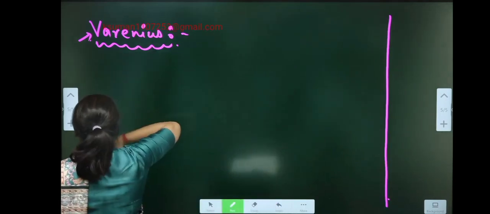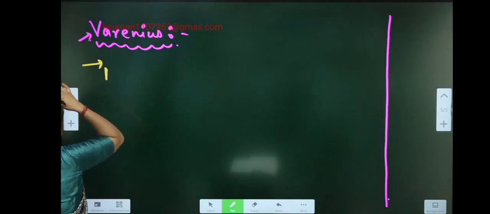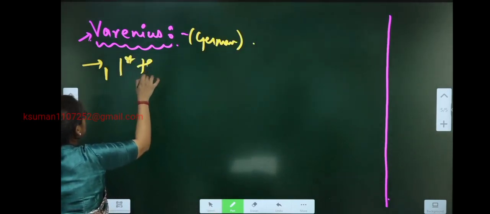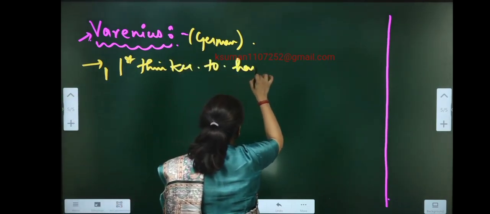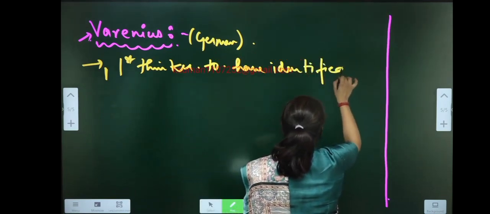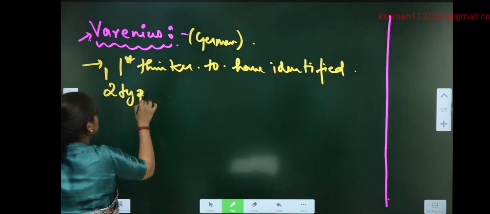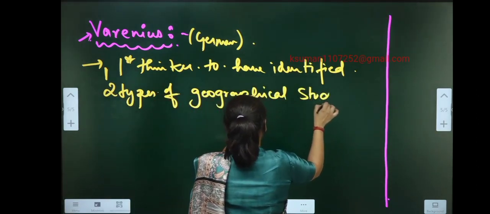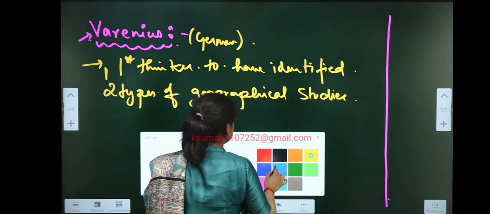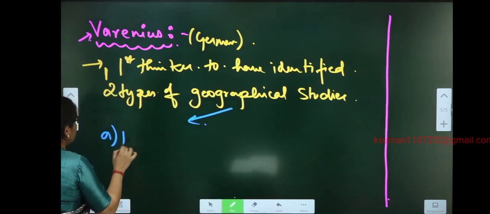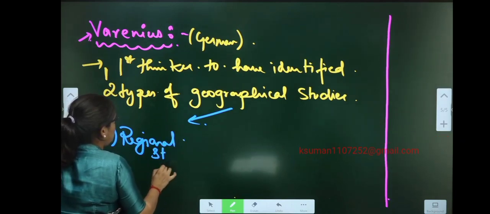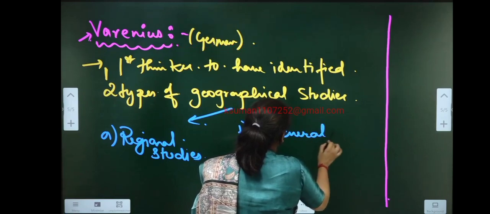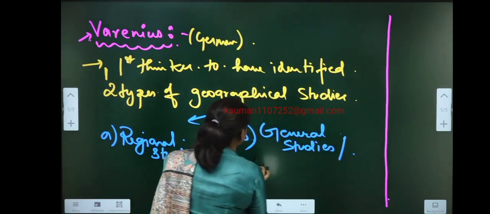Okay? So Varenius, keep on writing down. Varenius was the first thinker to have identified two types of geographical studies. So as per Varenius, there are two types of geographical studies, which are A, the regional studies, B, the general studies, or the systematic studies.